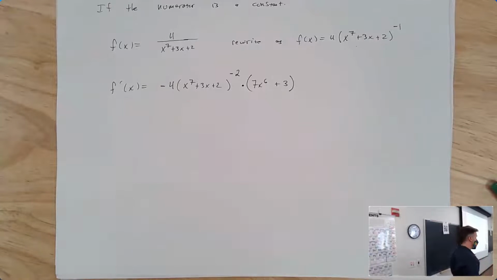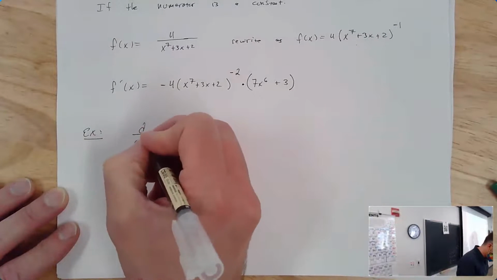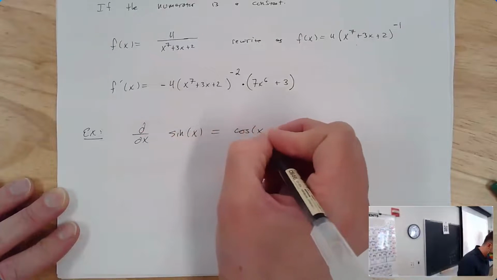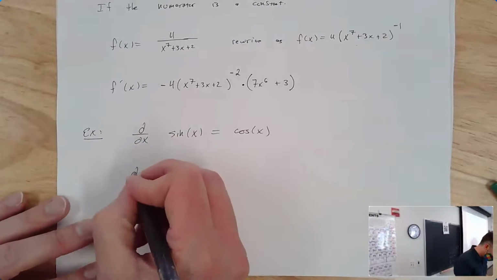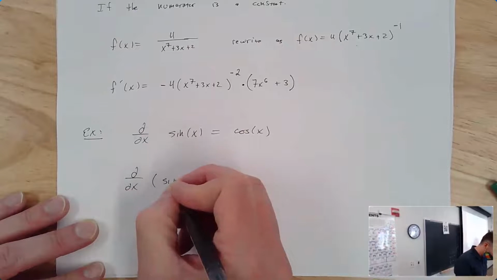The chain rule works for any functions, meaning it's not just true if you've got some stuff to a power. It's really true if you've got some function of some stuff. For example, we know the derivative of sine of x is cosine of x.